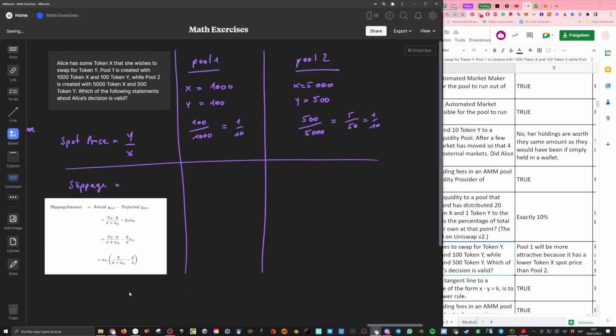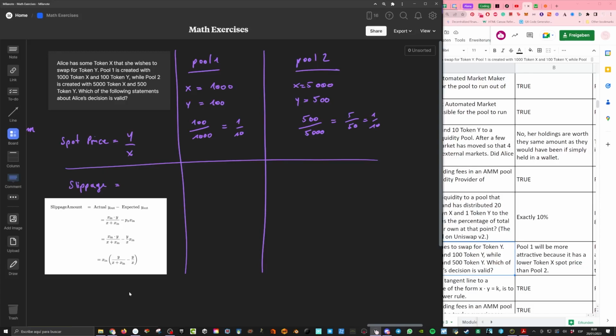Okay. So x in the brackets y plus. Intuitively, we can tell that pool 2 has more liquidity for both the tokens, and the ratios are the same, and therefore pool 2 should have lesser slippage. Just intuitively, that's what we should expect. But let's figure it out through this formula. Fine, let's do it.